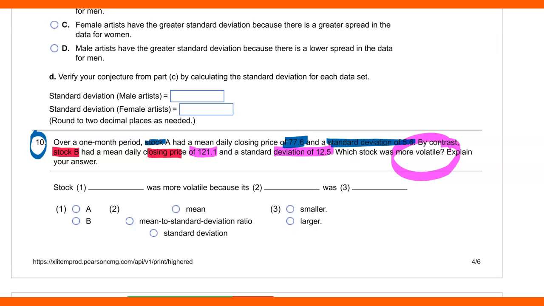More volatile means more spread. More volatile, more spread. That means more standard deviation. Therefore, stock B was more volatile because it has a larger standard deviation. The larger the standard deviation, the more volatile.